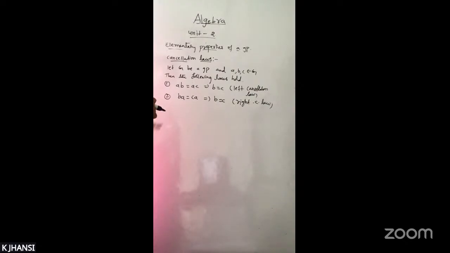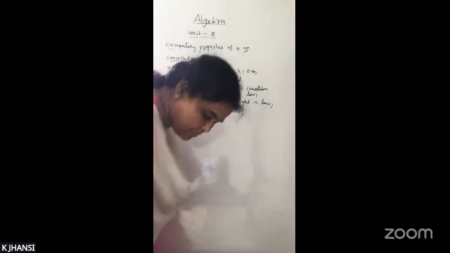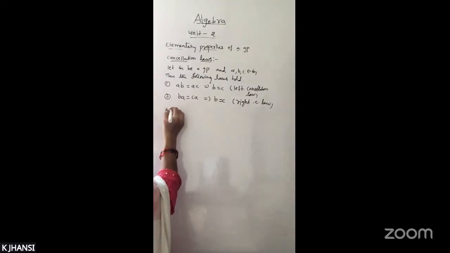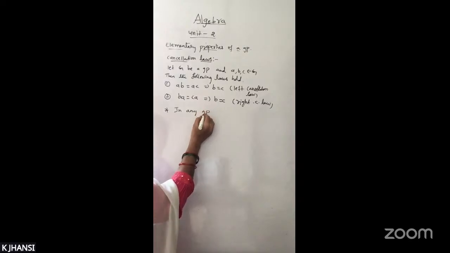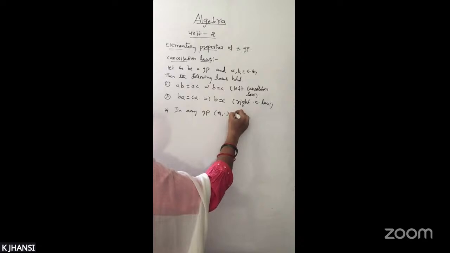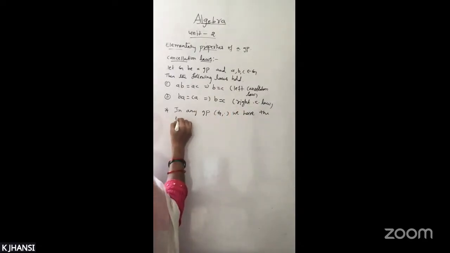Okay. So right cancellation law and left cancellation law, with the help of this you can see some theorems will be there. The main elementary properties of a group are that in any group G comma dot we have the following. Okay, this is the important one.